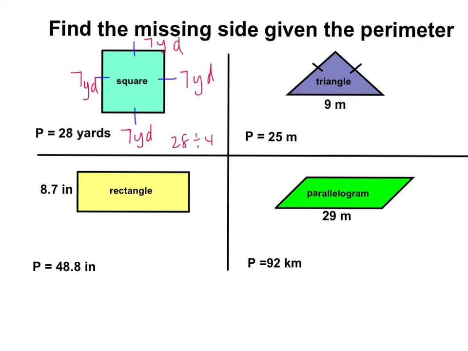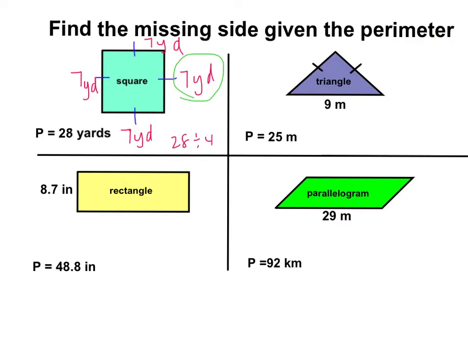Well, let's go ahead and add these up. 7 plus 7 plus 7 plus 7 is 28. So the missing side is 7 yards. Now for the triangle. This number 9 plus this has to give me 25 meters.